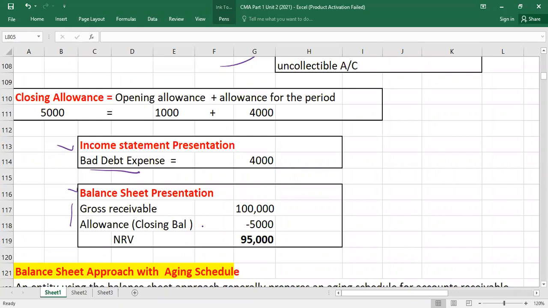So sometimes data might be given in aging, like receivables which fall within 0 to 30 days, or between 30 to 60 days, or between 60 to 90 days, or over 90 days. And for each category, you will be provided with the amount of receivables, and you might have a different percentage of allowance also. Right? So in that particular scenario, how are you going to work? This is what we are going to do now.